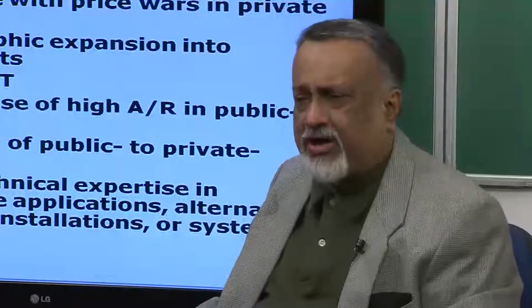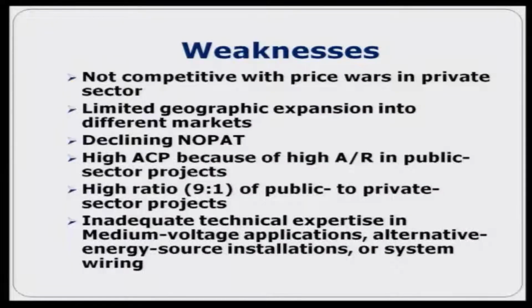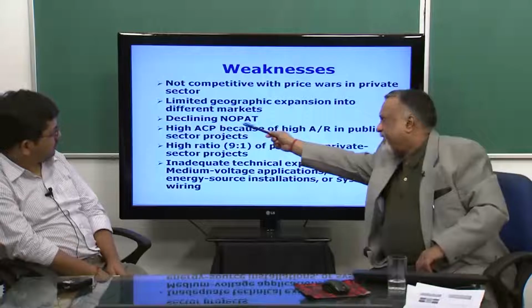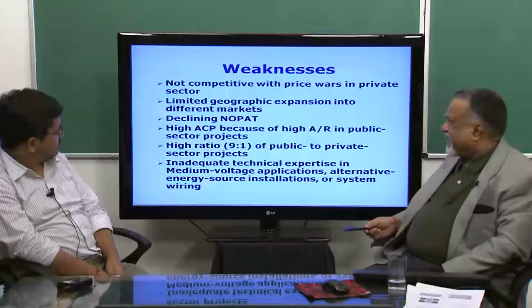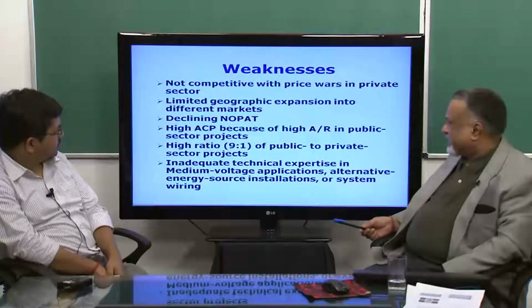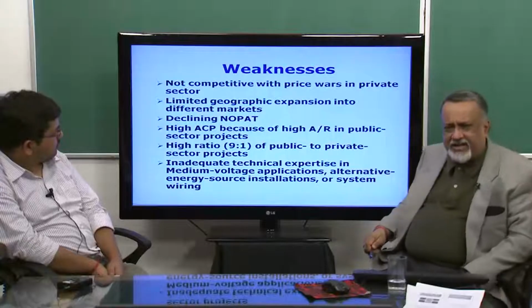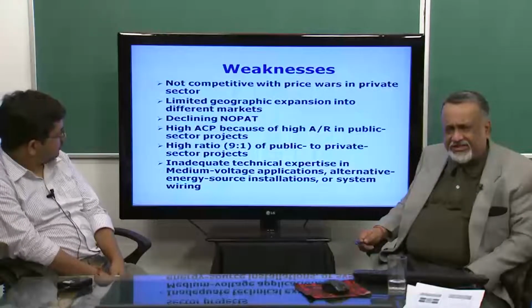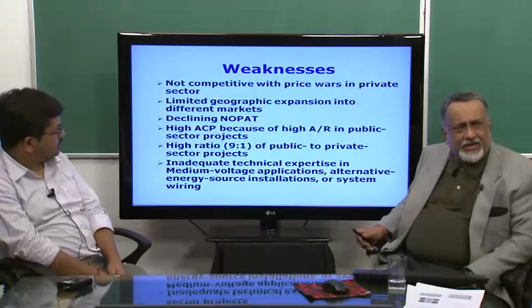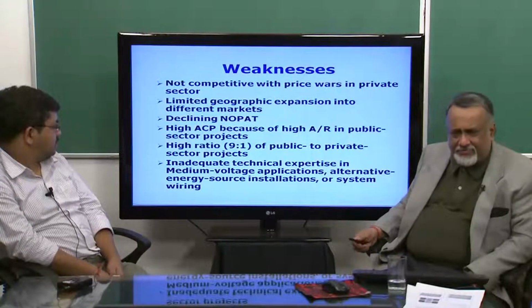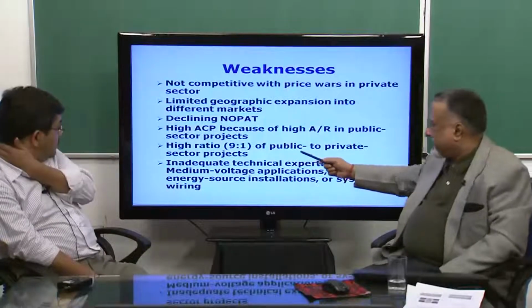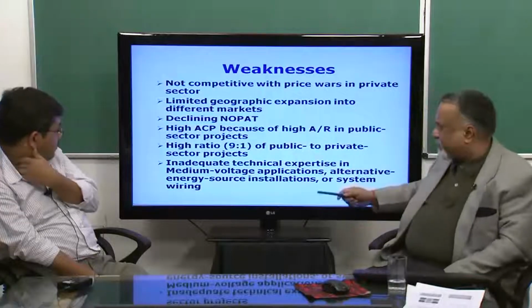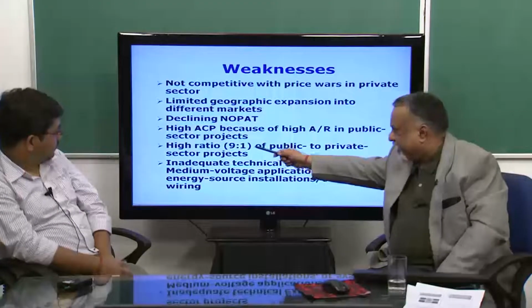So, JC company is not competitive with price wars in the private sector, and it has a declining net operating profit after tax. The collection period is high, because in public sector projects the actual collection period is often elongated for various reasons. And they have a high ratio of public to private, meaning 90% of their business is coming from the public sector and 10% from private.